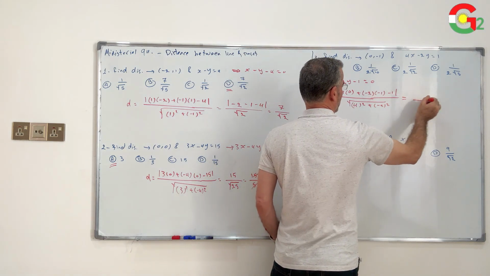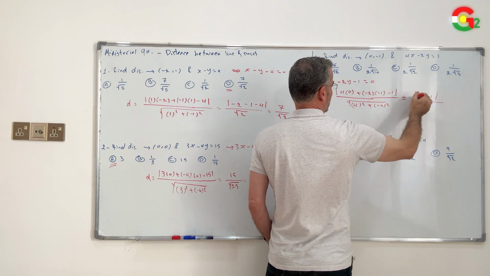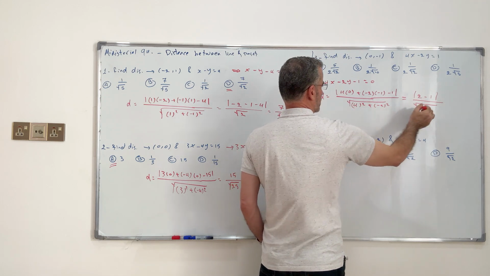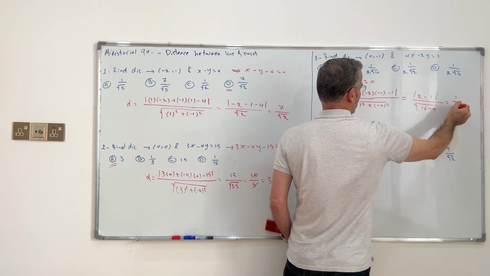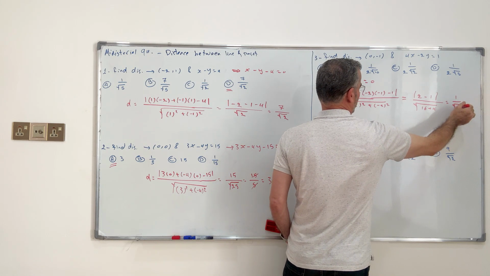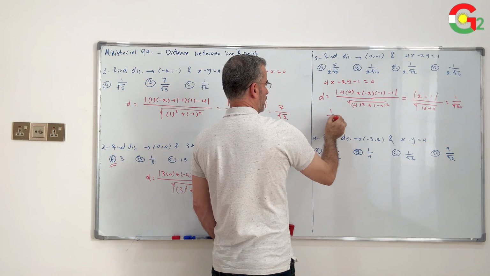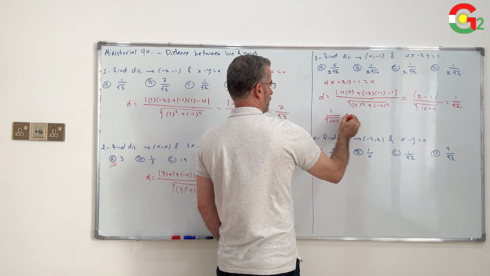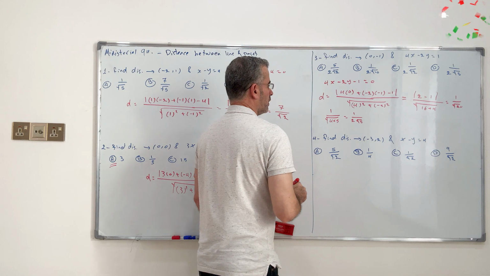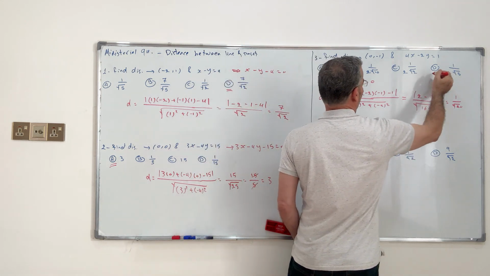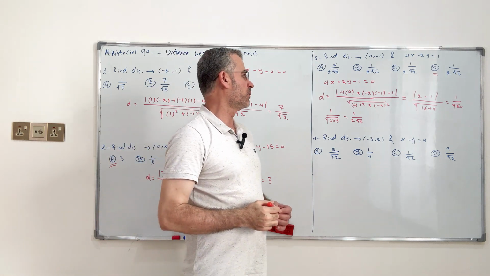Simplify: 4 times 0 is 0, negative 2 times negative 1 is 2, minus 1, over the square root of 16 plus 4, equals 1 over the square root of 20. The square root of 20, I can rewrite as the square root of 4 times 5, so 1 over the square root of 4 times the square root of 5, which is 1 over 2 square root 5. It is the right choice, number D.